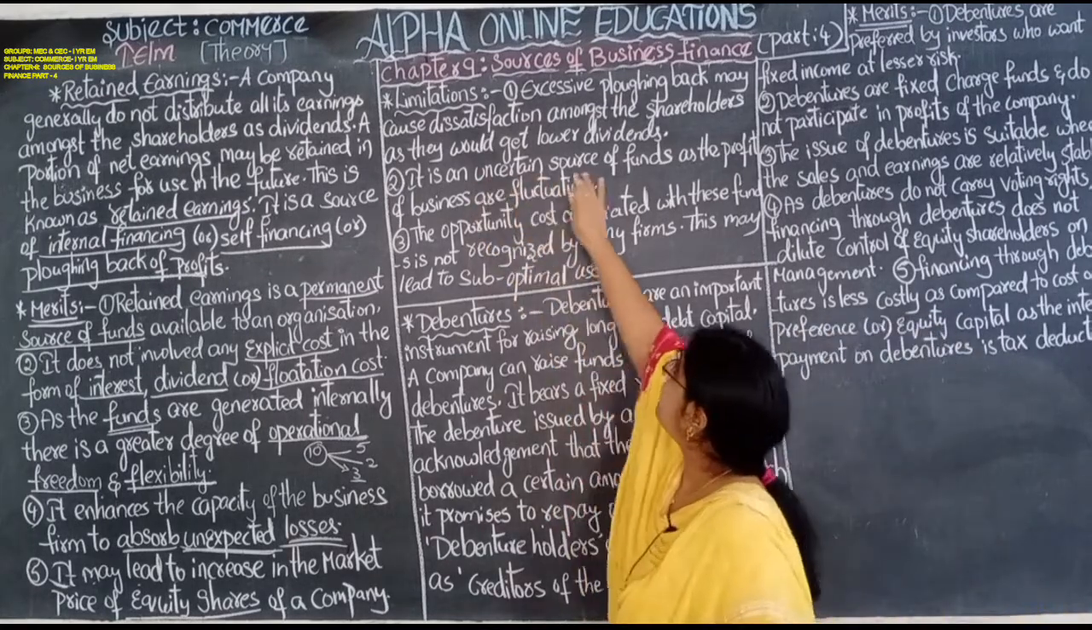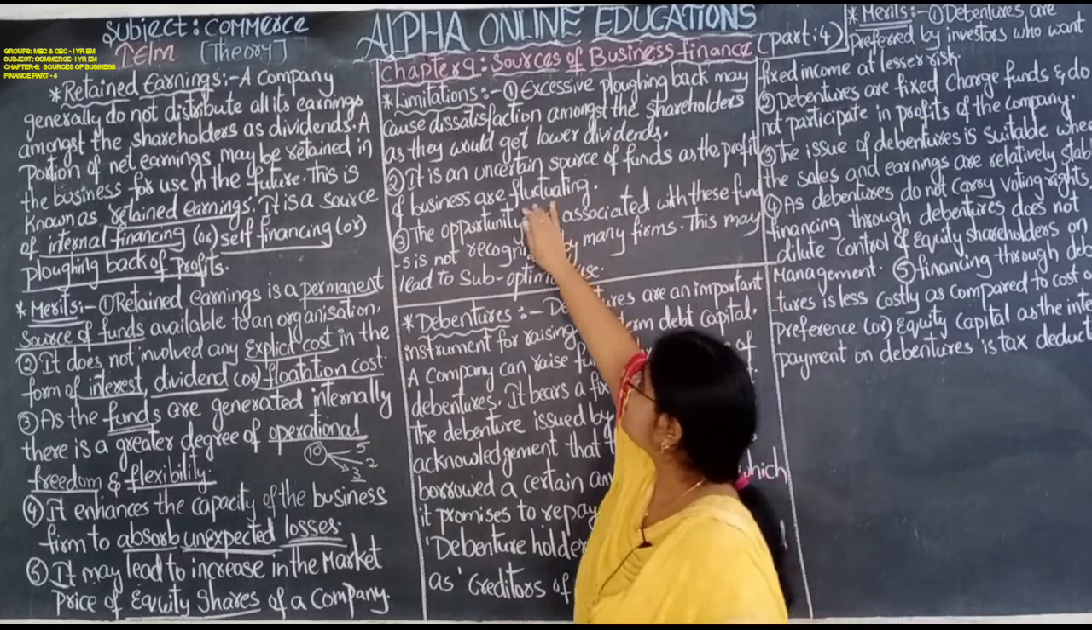It is an uncertain source of fund as the profit of the business is fluctuating.